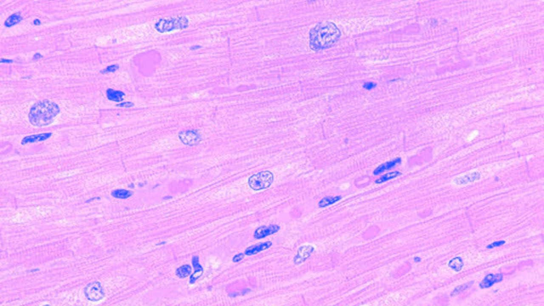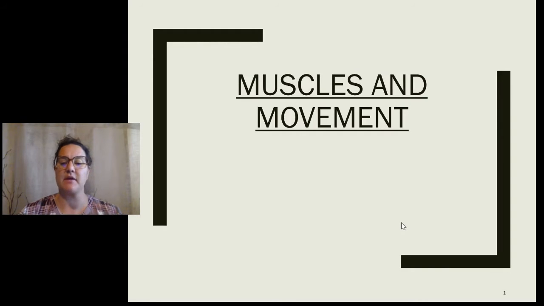Did you know that we have more than one type of muscle fiber in our body? We have smooth muscle fibers, cardiac muscle fibers, and skeletal muscle fibers, and they're all responsible for different actions within our body.